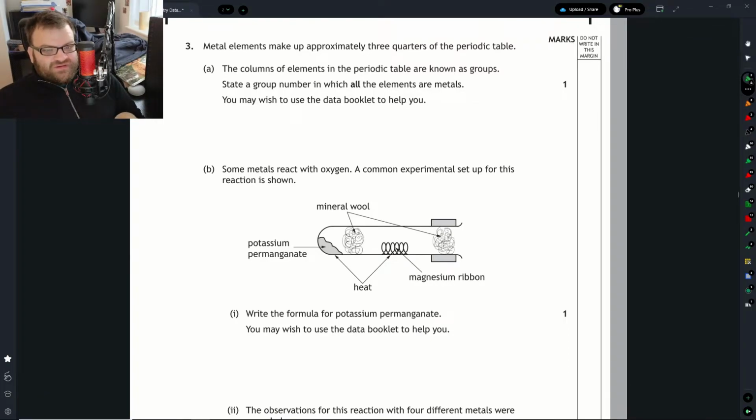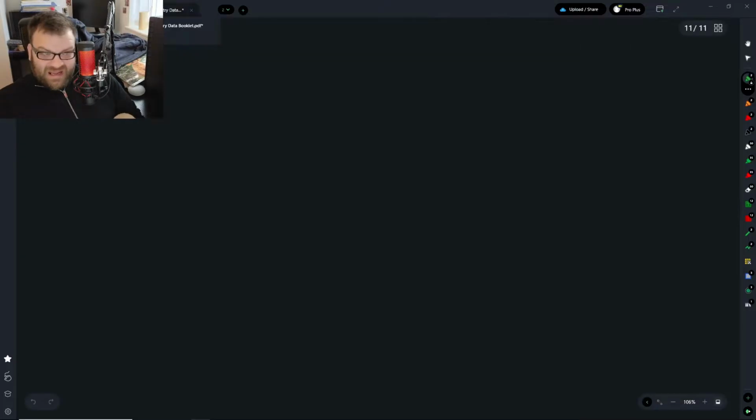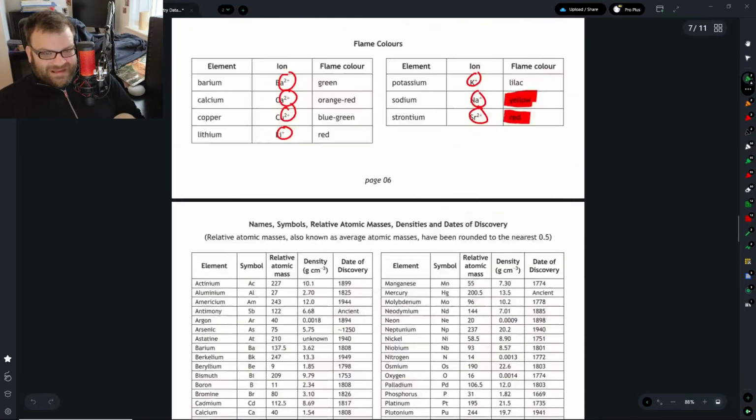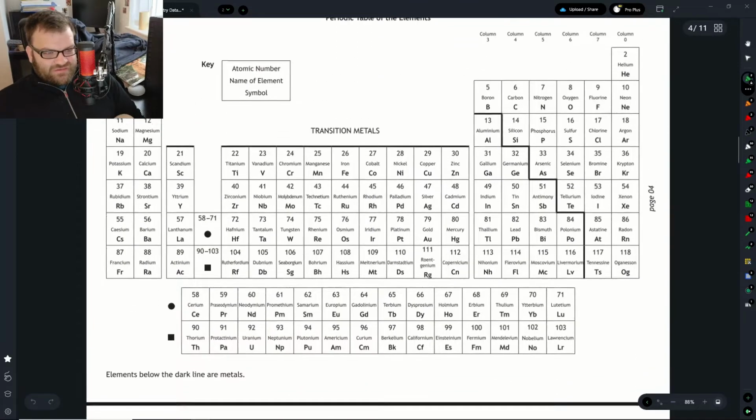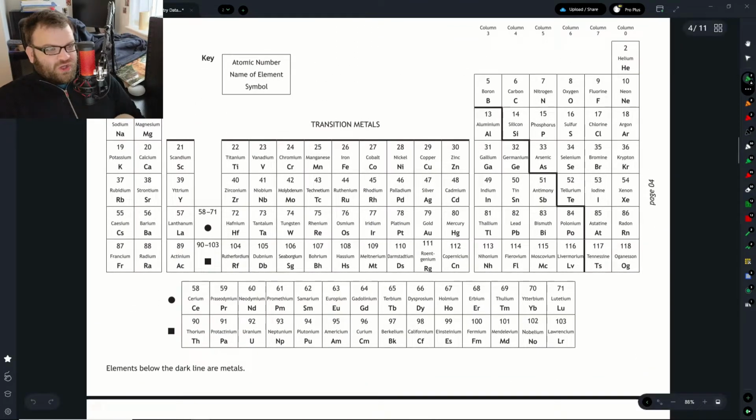Okay, the columns in the periodic table are known as groups. State a group number in which all the elements are metals. A bit of help: the metals are on the left-hand side of the periodic table. Group 1 is out because of hydrogen. Group 2 looks good. Group 3 is out, and then all the rest of them are out. It's only group 2 that has all of them. Hydrogen is not a metal.